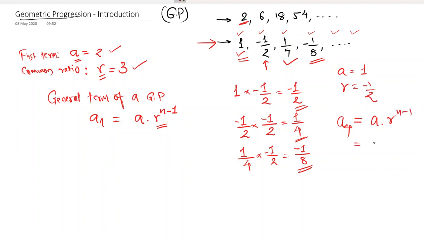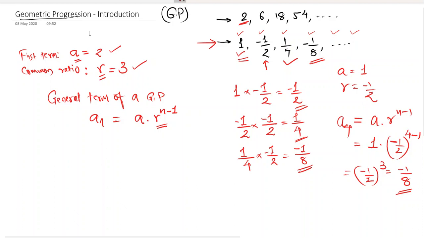So your first term is 1, r or common ratio is minus 1 by 2, the whole raised to n, which is the fourth term, minus 1. Right? So 1 into anything is the same number, minus 1 by 2 raised to 4 minus 1, which is 3, which gives you minus 1 by 8. So that is how you use the formula for nth term. Correct? Let's begin with the chapter.